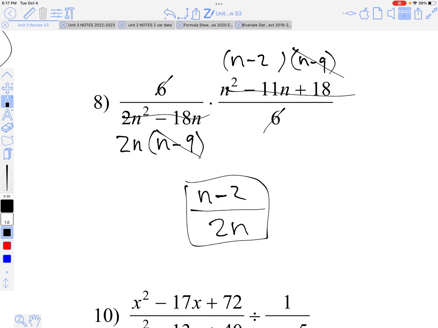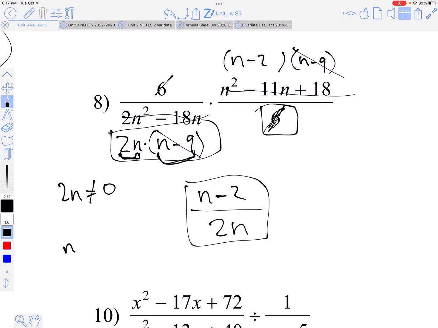So that's the simplified version of the multiplication, but I'm going to now analyze the excluded values. So here and here. Now 6 can't become 0 on its own, so I don't have to worry about 6. But I do have to worry about the 2n and the n minus 1. They're multiplying, so I got to figure out how each factor can become 0. So if it helps you, you can set it equal to 0 and solve. If you can look at it and see, great.